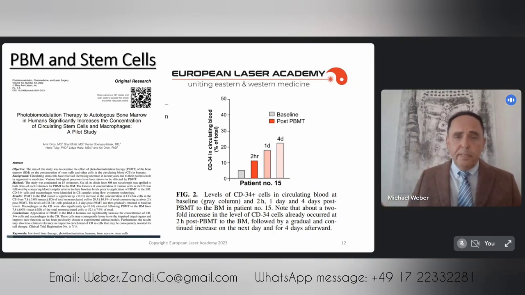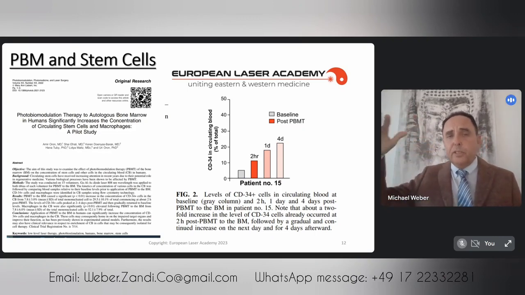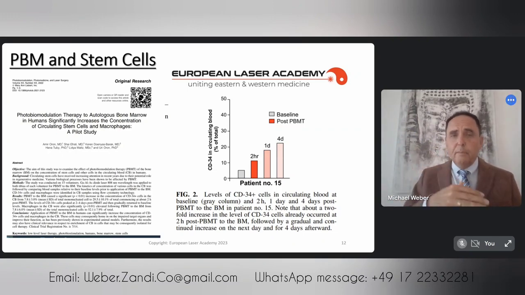Later on, he repeated the results in the human, and he found out that it's not only a temporary effect. After 2 hours, you could measure a significant increase, but also after one day and 4 days, it was a constant increase of circulating stem cells. So it's not only a short-term effect, but it's a lasting effect.